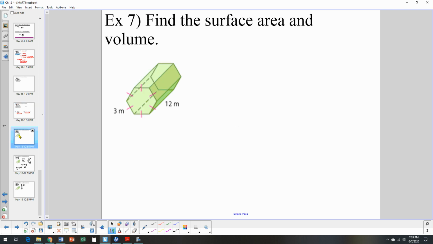All right, so example 7, we're going to find the surface area and volume of this figure. If you recall, we have two of the same exact shape, so it is a prism. The shape that it is has 6 sides, so it's a hexagonal prism. So we're still going to do area of the base, perimeter of the base, and height of the figure. But since the base is a polygon, we are going to have to do 1/2 nas.